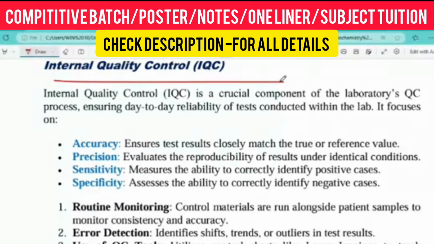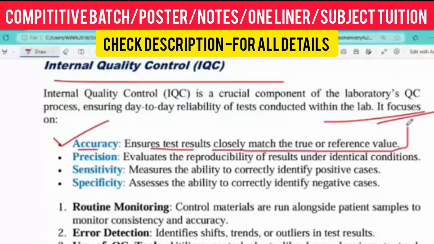Firstly, accuracy. What are the focus areas, the fundamental things? One is accuracy: ensure the test result closely matches the true or reference result. In your laboratory there is a reference result, so you have to match with this reference result. That is the first part of internal quality control, and it is fundamental. After that, precision: evaluate the reproducibility of your result under identical conditions. In any kind of condition, you have to evaluate the result in a good way. That is precision. After that, sensitivity.